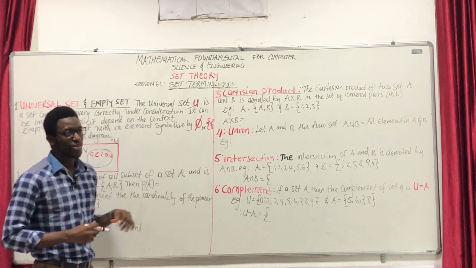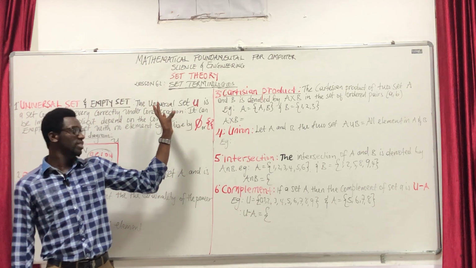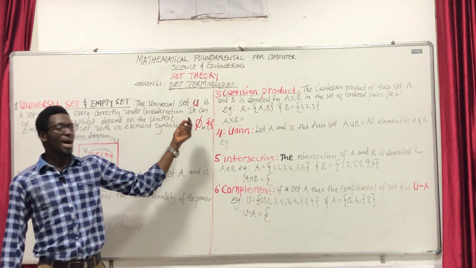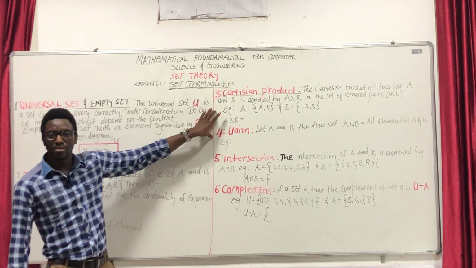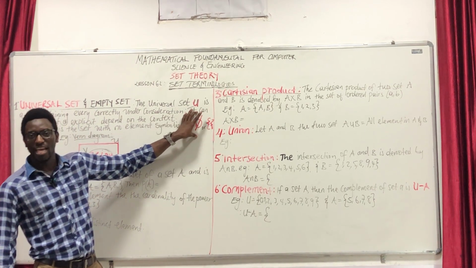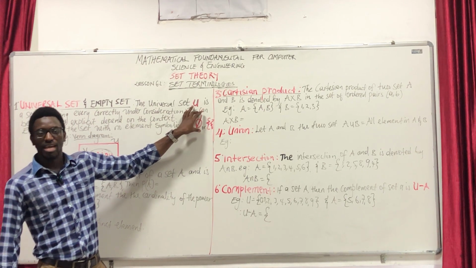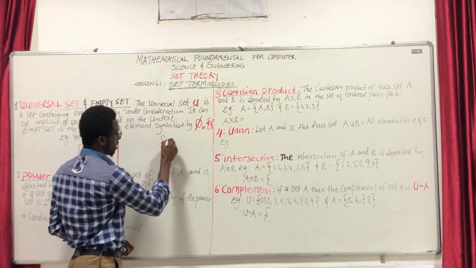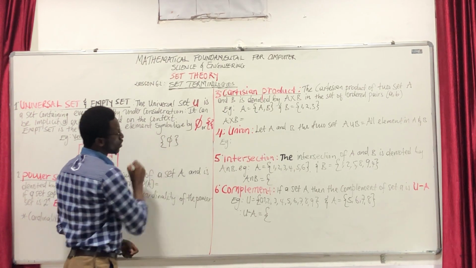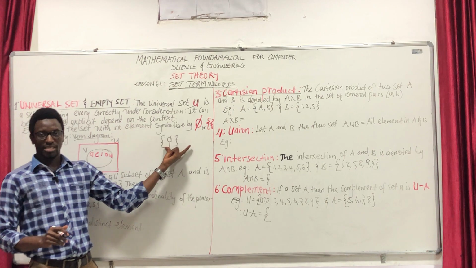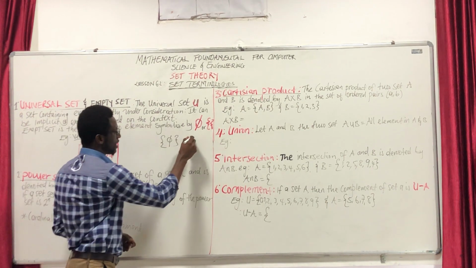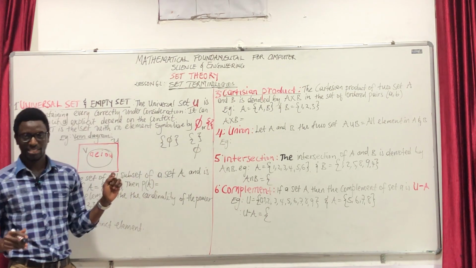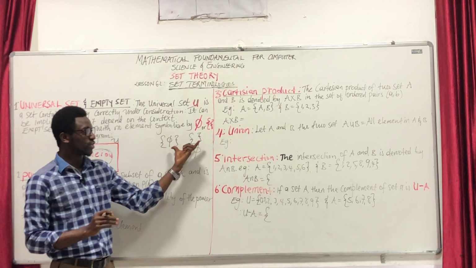For empty sets, you see the representation. You can either use these empty brackets or you use this phi symbol. Mind you, if the empty brackets have a phi inside, it's not an empty set. Then it becomes just a set, but not empty, like this. So mind you, this one is not an empty set, but this and this are empty sets. Okay, so take note of these two things.